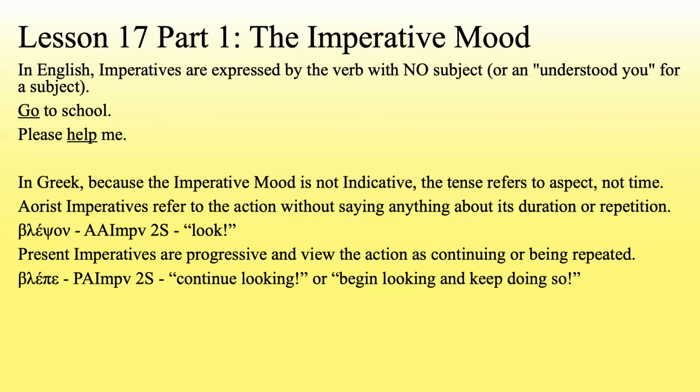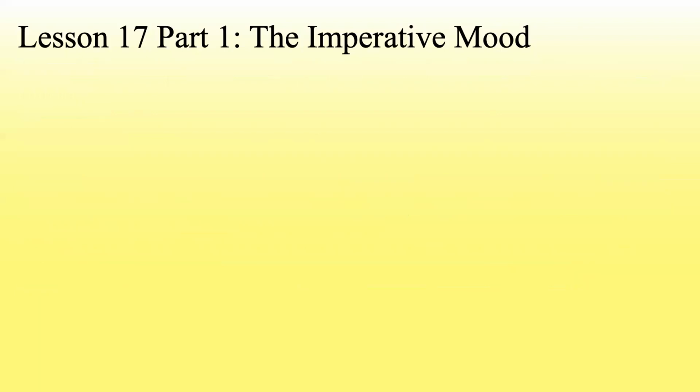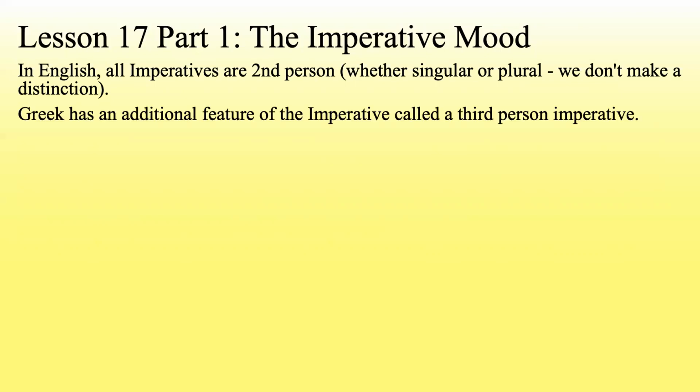We're not really going to bring that across much into English, but as we've said before with many other topics, if you're studying this passage or if you're preaching a passage or teaching a passage that has this in there, you can bring that out in your teaching or preaching or focus on that in your study and realize that there is a slight nuance difference there. As I said, in English, we don't make this distinction unless there's a reason from the context. Translate all of these as simple imperatives such as look, walk, go, or come. That's how we're going to translate them. No helping verbs needed. In English, all imperatives are second person, whether singular or plural. We don't make a distinction.